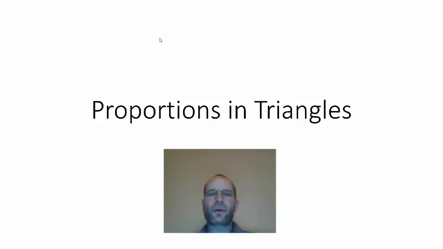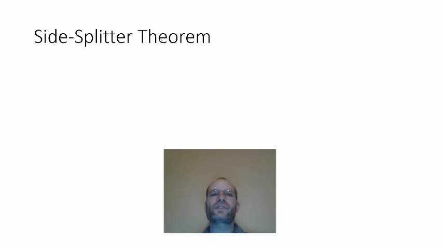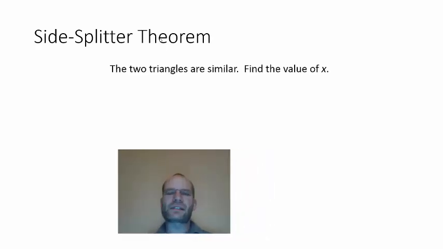Today we'll talk about proportions in triangles. Really, this lesson is just an extension of some of the prior lessons we've already looked at. The first rule we'll look at is called the side splitter theorem. Before we do so, let's just take a look at this example problem.